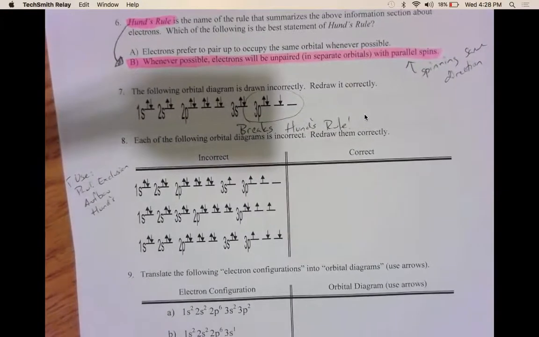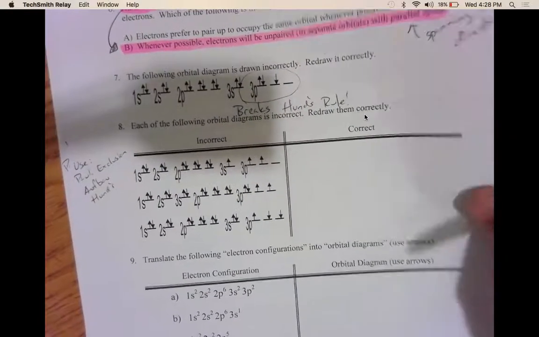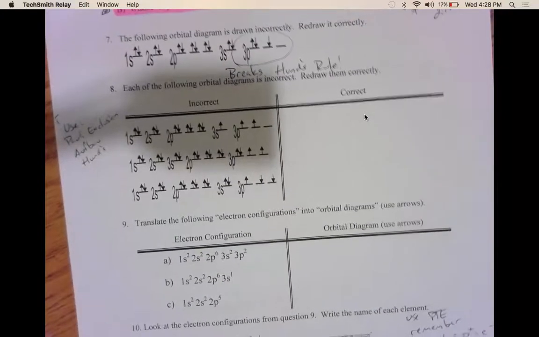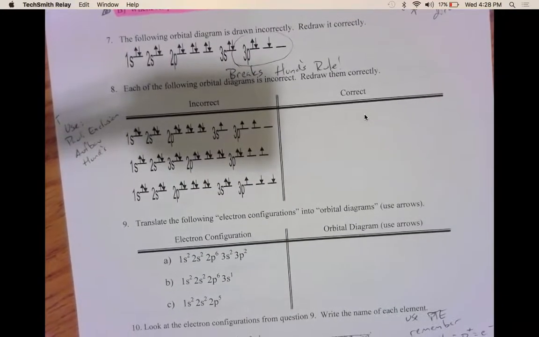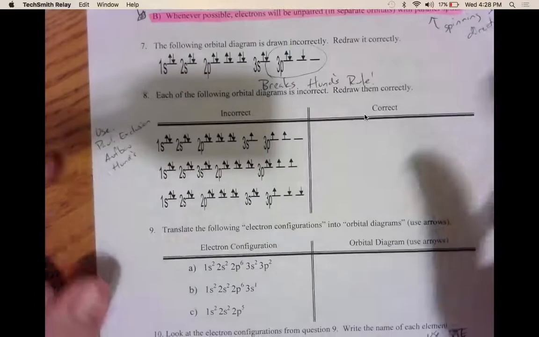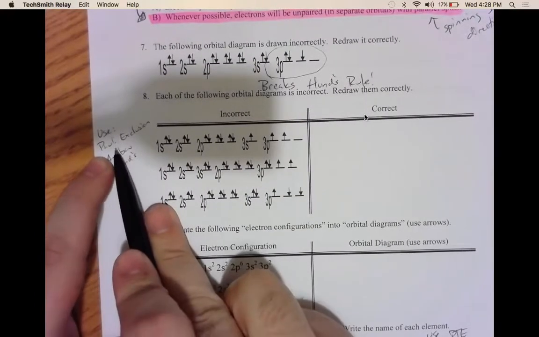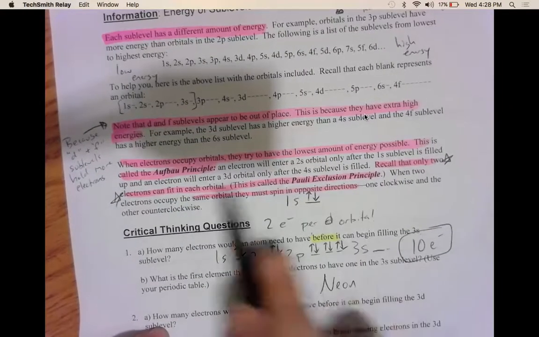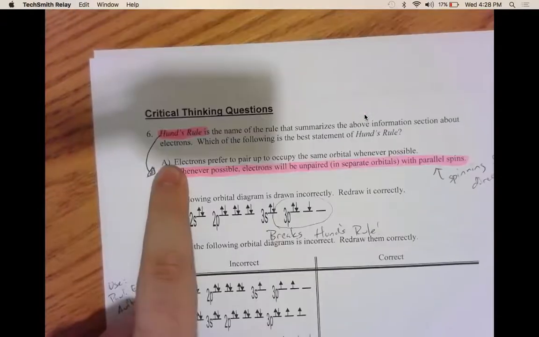Next, the next section we have, question 8. So question 8, we have 3 orbital diagrams, and these ones are all drawn incorrectly. We need to fix them. When we fix them, there are 3 rules that we need to remember. So remember on the front, we learned about the Pauli exclusion principle, the Aufbau principle, and then we just learned about Hund's rule on the top.